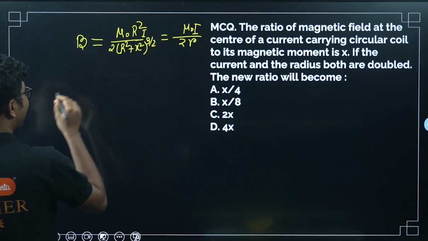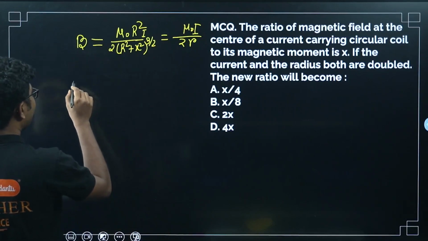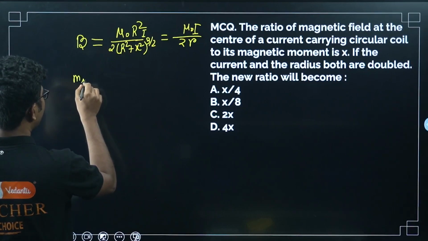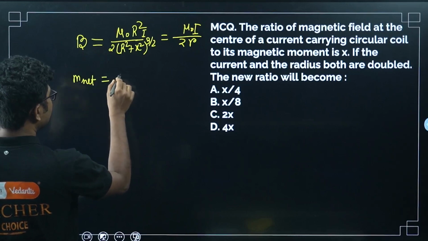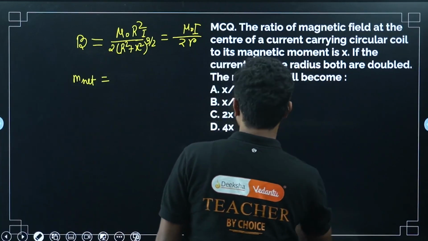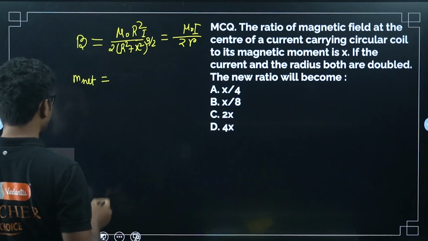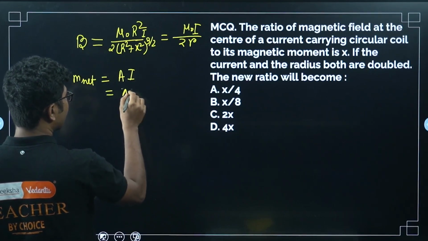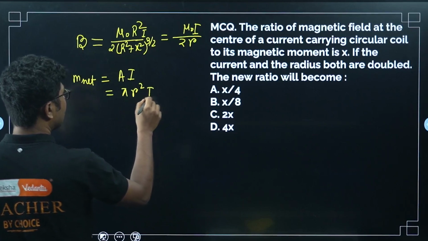Now what is magnetic moment? We know that magnetic moment is basically the net magnetic moment. We have just seen the formula. It is magnetic moment, not magnetization. So magnetic moment is given by area times I, so it is pi r square I, right?